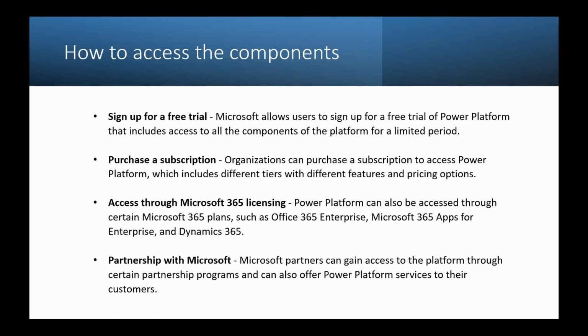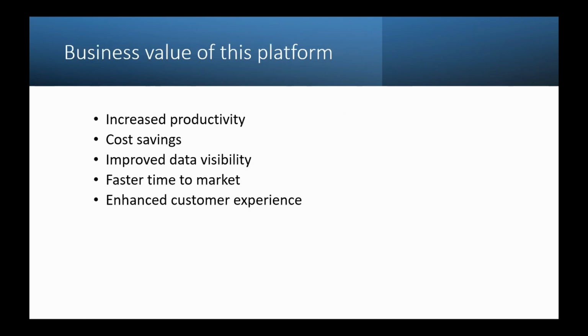The third method is access through the Microsoft 365 license. So Power Platform can also be accessed through certain M365 plans, such as Office 365 Enterprise, M365 Apps for Enterprise, and Dynamics 365. The fourth is partnership with Microsoft. So Microsoft partners can gain access to the platform through certain partnership programs and also offer platform services to their customers. So now we go into the business value of this platform.